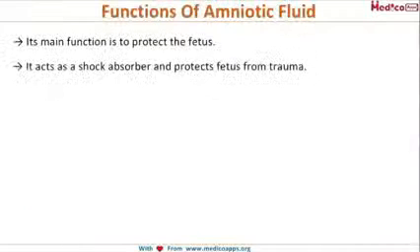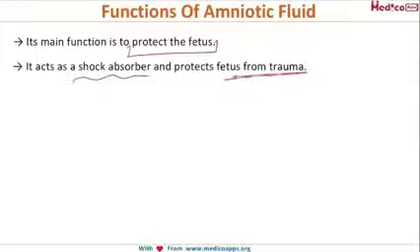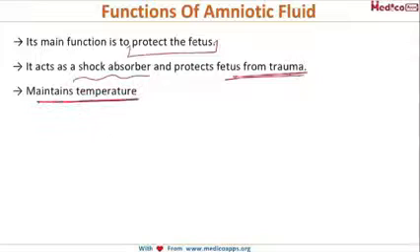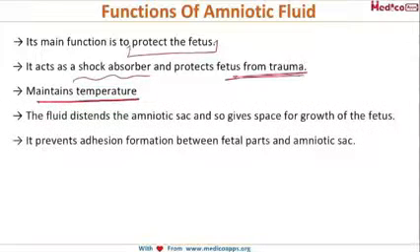Its function. Now, this amniotic fluid is present in the amniotic cavity all around the fetus. So, the main function of this amniotic fluid is to protect the fetus. It acts as a shock absorber and protects the fetus from any trauma. Secondly, since it is the immediate environment of the fetus, it helps in the maintenance of temperature around the fetus. And since this fluid distends the amniotic cavity, it gives sufficient space for the baby to grow and prevents adhesion between the fetal parts and the amniotic sac.